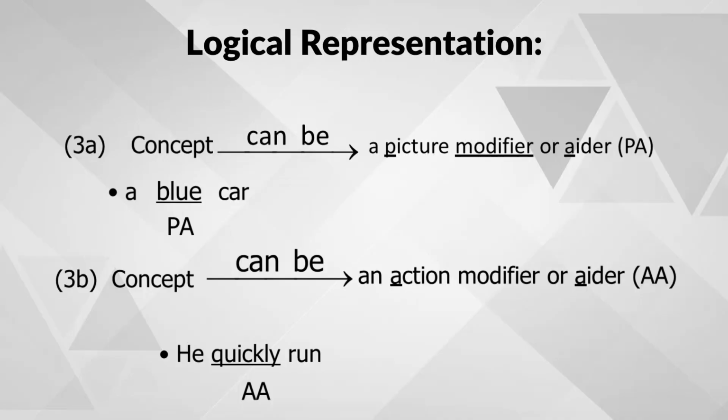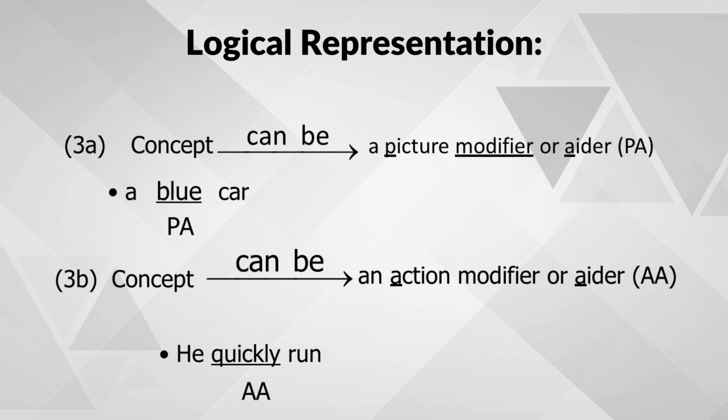In the first example, a blue car is associated with a picture modifier or adder, or PA. This means that the representation of the blue car concept can be enhanced or added to by a visual component, potentially a picture, to provide a clearer understanding of the concept.